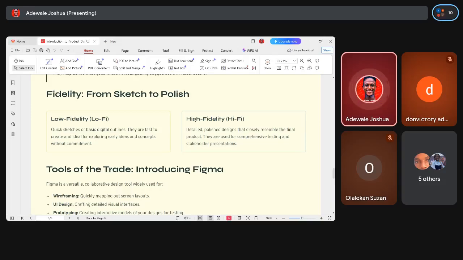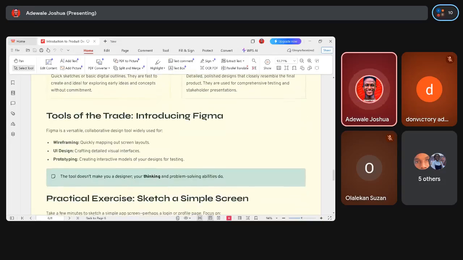While the hi-fi designs are detailed, polished designs that closely resemble the final product. They are used for comprehensive testing and stakeholder presentations. This is more like a comprehensive design, looking like what your developers will automatically work on, and it requires more time and testing.